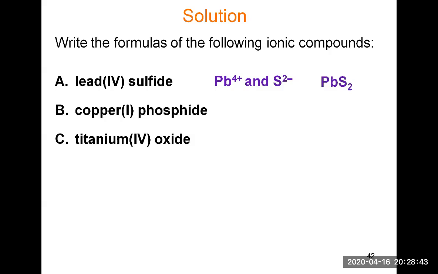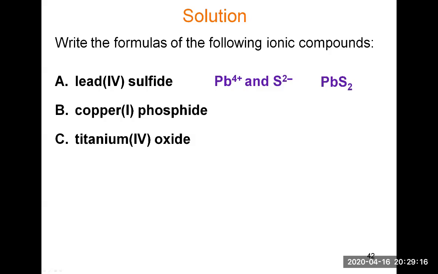And we can check that this formula is neutral by looking at Pb. We have one Pb and it's 4 plus. And we have 2 sulfides, and each sulfide has 2 negative charges. So 2 times 2 negative charges is 4 negative charges in total. So 4 pluses from Pb and 4 negative charges from the 2 sulfides cancel out, and it's a neutral formula.